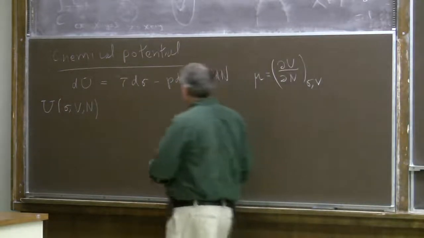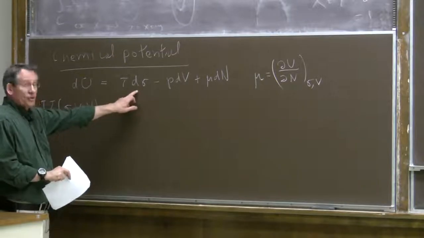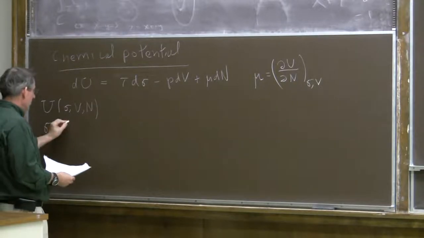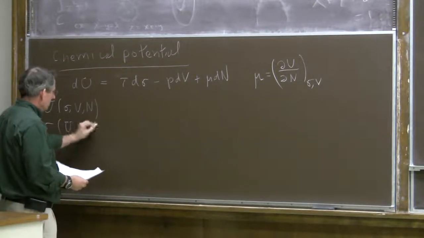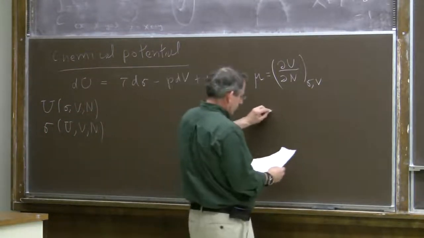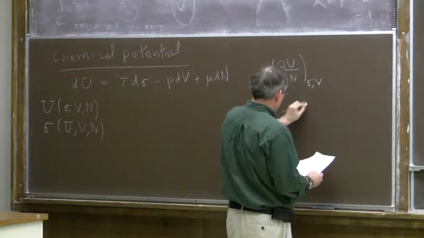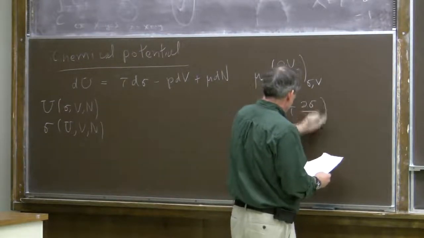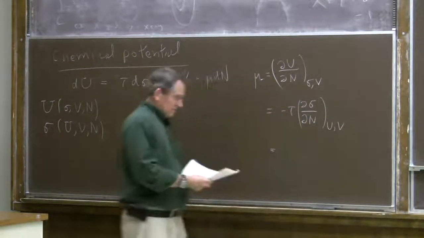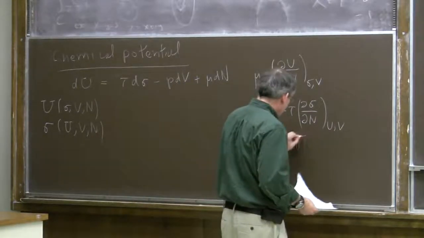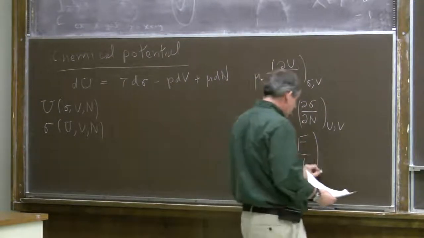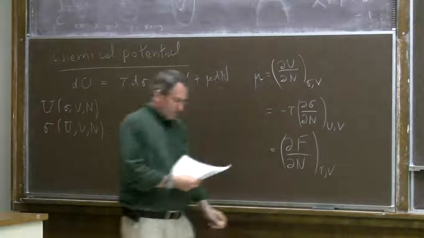I could also consider changing the entropy if I think of the entropy as a function of the other variables, U, V, and N. Then this identity tells me that the chemical potential can be written as minus temperature times the derivative of entropy with respect to number of particles with internal energy and volume fixed. And we also saw that if we consider holding the temperature fixed, then if we differentiate Helmholtz free energy with respect to number of particles with temperature and volume fixed, that's the chemical potential.